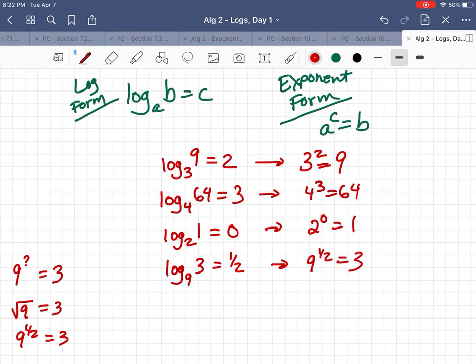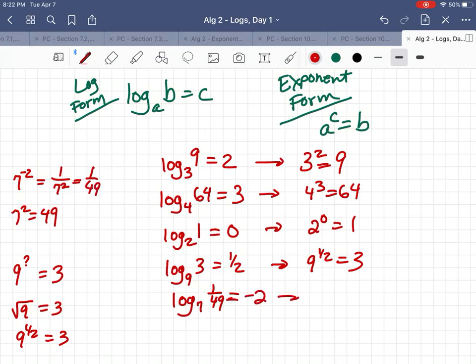Okay? All right, so let's just try one more. Let's say I had log base 7 of 1 over 49. Well, I know that 7 squared equals 49. I kind of see that happening here. But the 49 is going down, so what if I made it 7 to the negative 2? Because that would be 1 over 7 squared, which is 1 over 49. So there we got it, negative 2. And so I have 7 to the negative 2 equals 1 over 49.